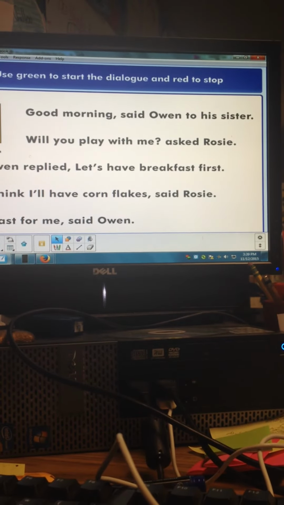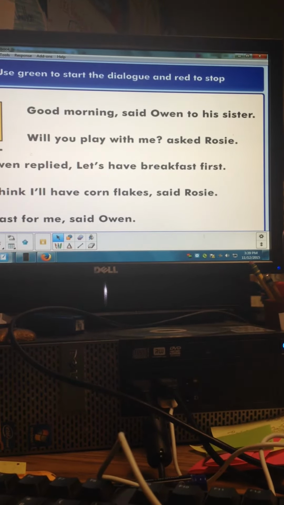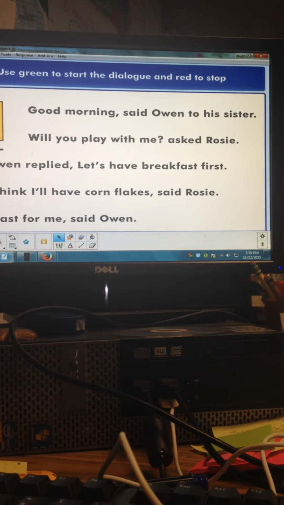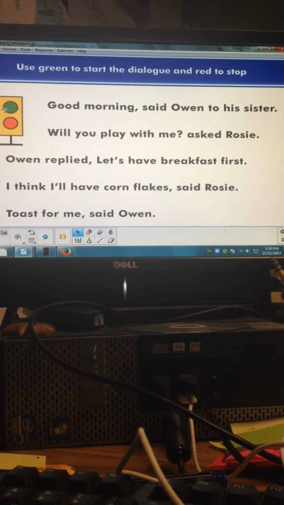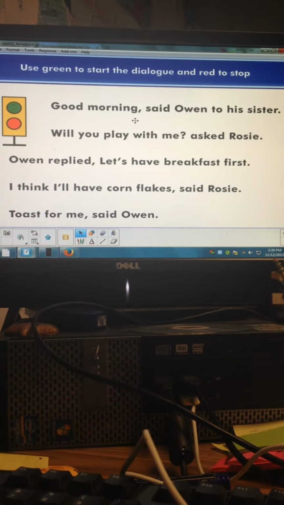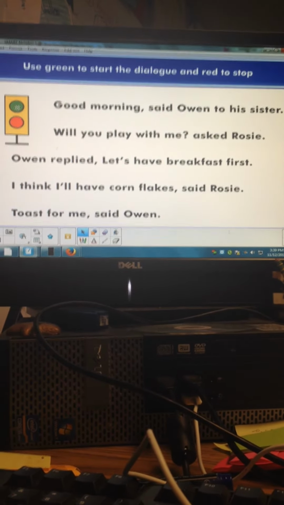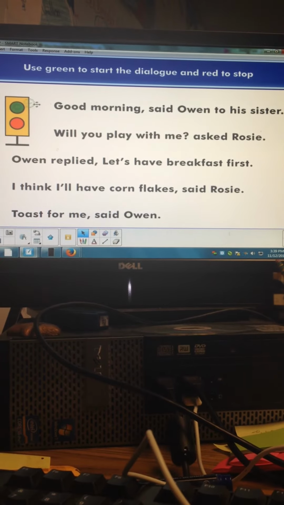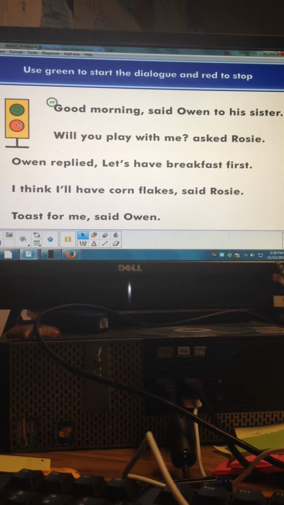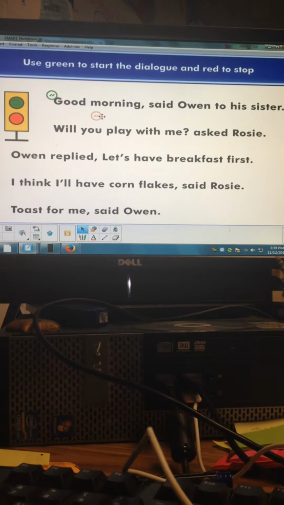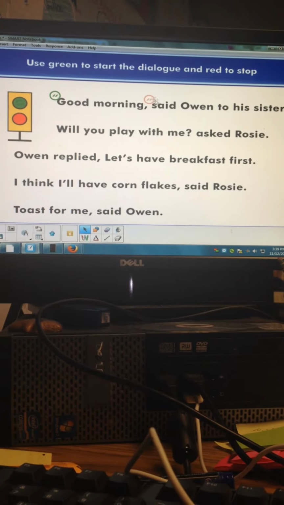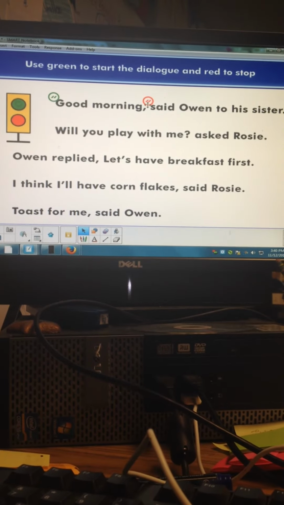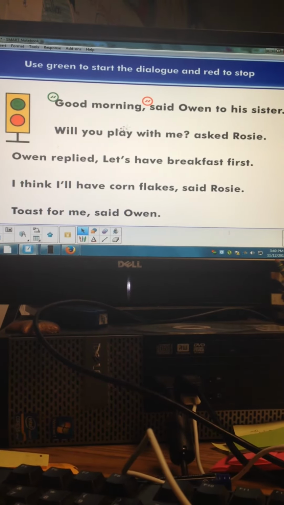Let's look here. "Good morning," said Owen to his sister. Notice there's no punctuation there. There's no quotation marks. So let's put some in. "Good morning" is what's actually being said. So we're going to use the green to start the punctuation and the red to show where it ends. "Good morning" is what Owen said to his sister. Notice that there's a comma behind the quotes and before said.